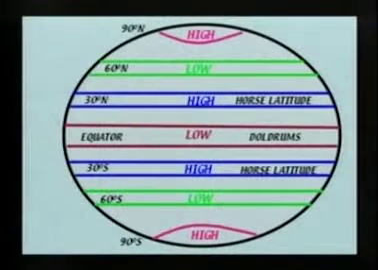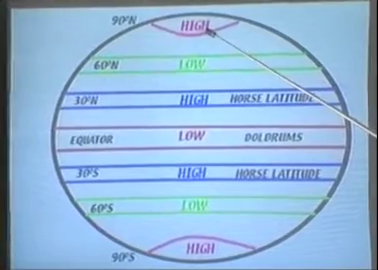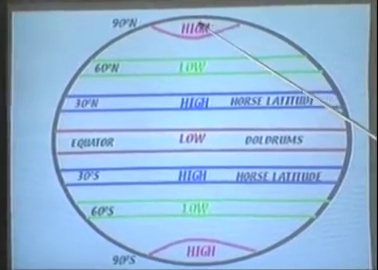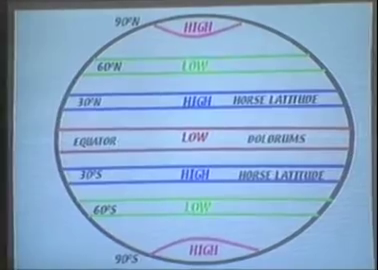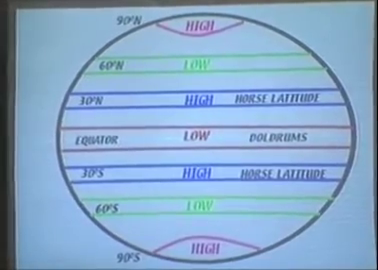We should by now know why there is a low pressure in this region here. We should also know why there is a high pressure at the 30 degrees north and south latitudes. We should know why there is a low pressure at 60 degrees north and 60 degrees south. And we should also know why there is a high pressure at the polar regions, the North Pole and the South Pole. We've gone through the explanation of the different pressure belts already.